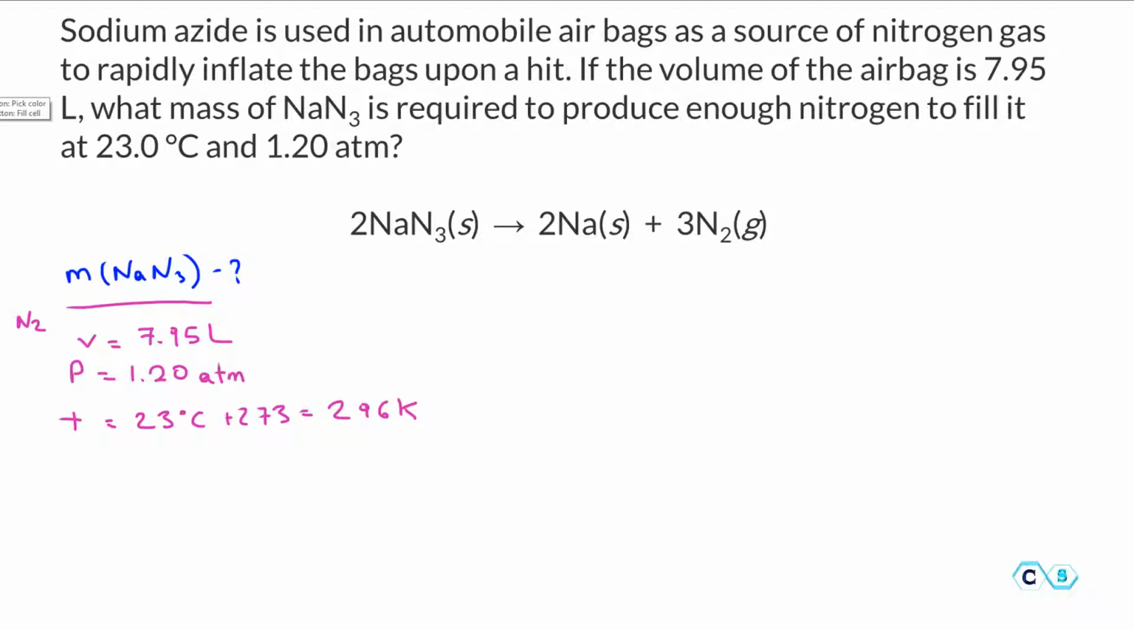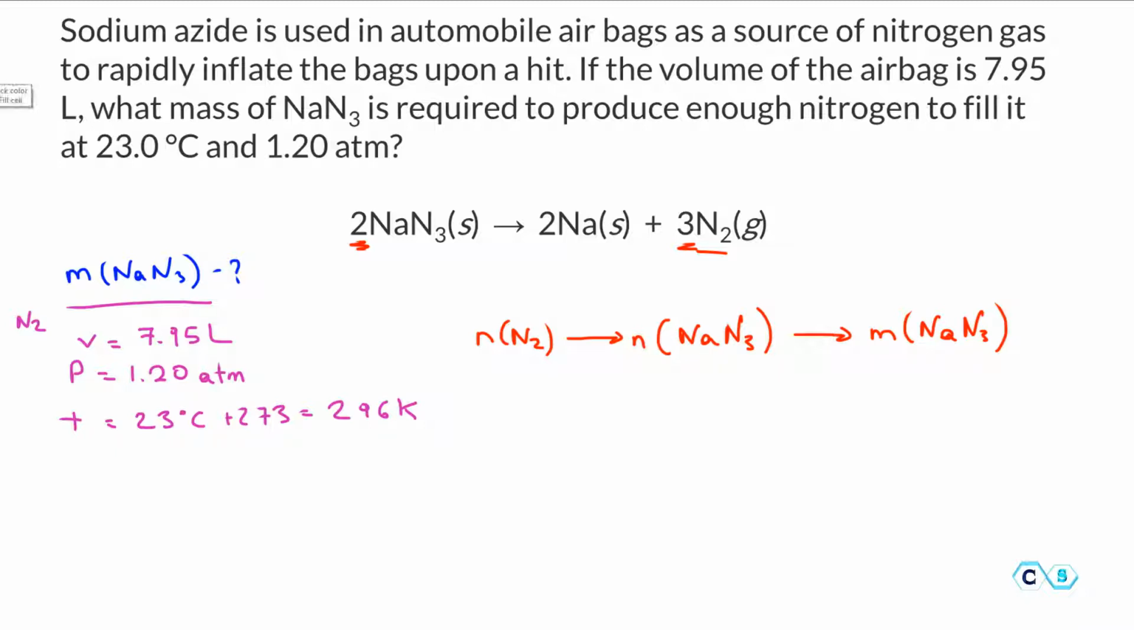Now, how are we going to find the mass of the sodium azide? First, we're going to use the mole ratio to determine the moles of the sodium azide, knowing the moles of the nitrogen. Once we have the moles of the nitrogen, we can use the mole ratio, which is 2 to 3, and find the moles of sodium azide. Then we'll have one more step to do, which is to convert the moles of the sodium azide to the mass of the sodium azide, and here we're just going to use the molar mass.